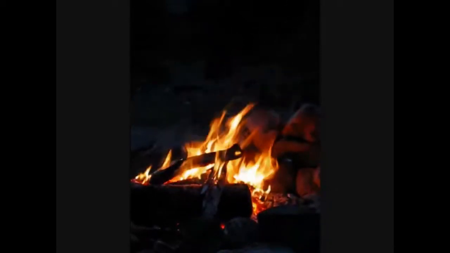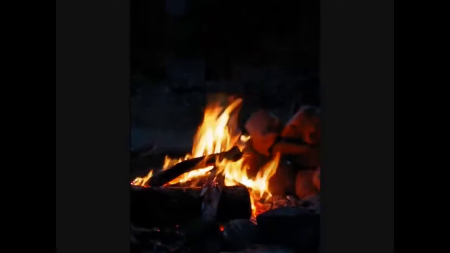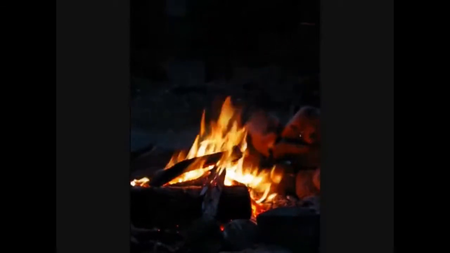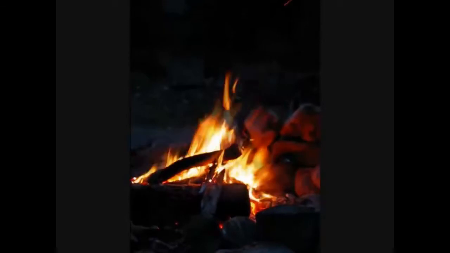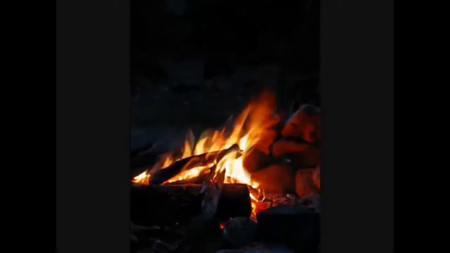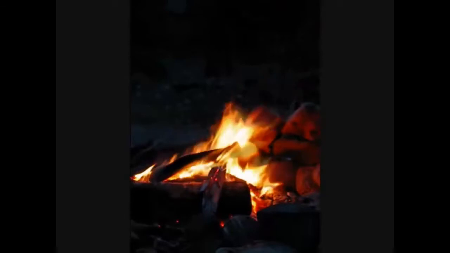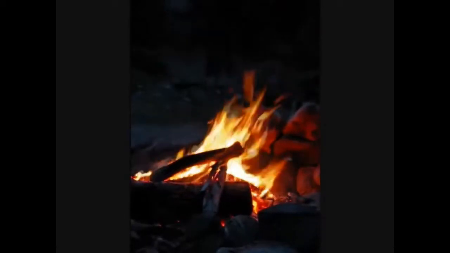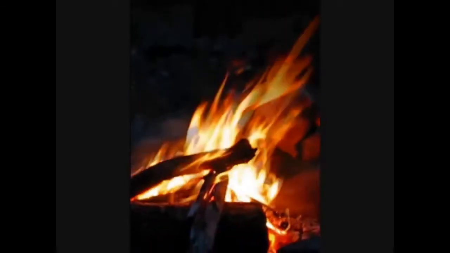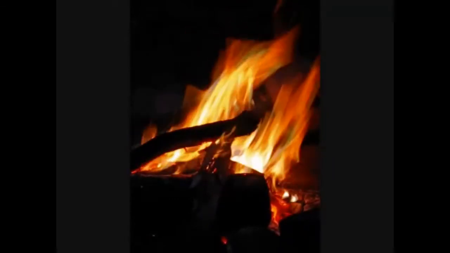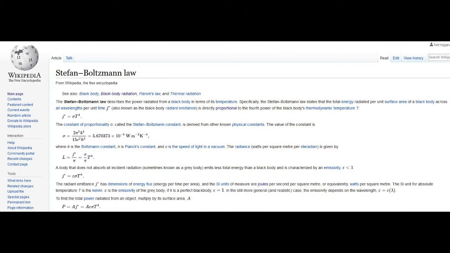The most common example we all know is sitting next to a campfire on a chilly night and warming up. All materials above the absolute zero, which is minus 273 degrees Celsius, radiate heat. This phenomenon is called Blackbody Radiation. The wavelengths of the radiation depend on two major parameters. First is the type of the material itself, and the second is the temperature of the material. Looking at the Stefan-Boltzmann law, we can see that the wavelength changes like the temperature to the power of 4.